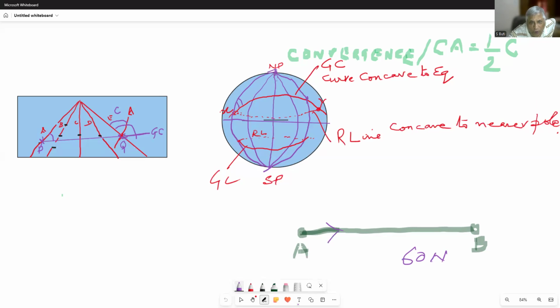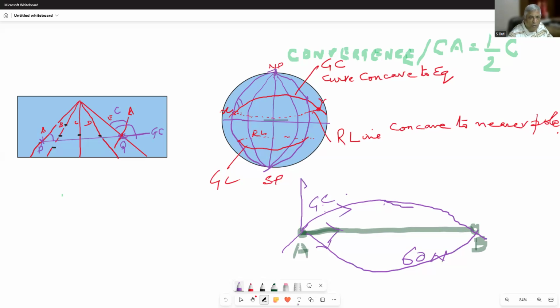But if you want to fly the shortest distance, then draw a great circle track. If this is the northern hemisphere, this will be the great circle track. And if it is the southern hemisphere, this will be the great circle track from A to B. If you know the rhumb line track, you can find out great circle track. If you find great circle track, you can find out rhumb line track.